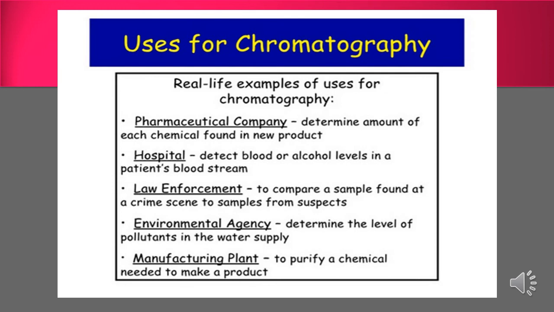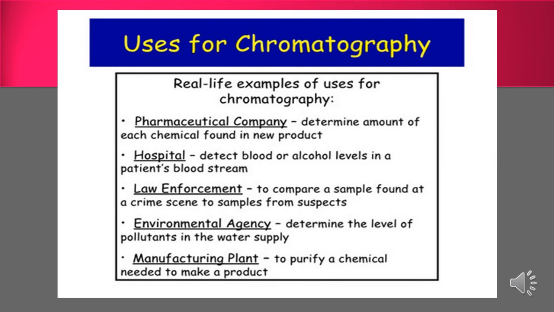So like I said, it's used in pharmaceutical companies to determine the amount of the chemical found in a new product or in a medicine. Also used in hospitals to detect blood or alcohol levels in the patient's bloodstream. So in law enforcement, in the police force, or in the forensics department, it is used to get and analyze a sample, evidence from a crime scene, and to compare it with a sample from a suspect. Okay, this is also important in getting DNA results, or DNA samples.